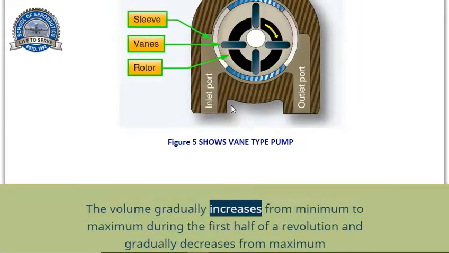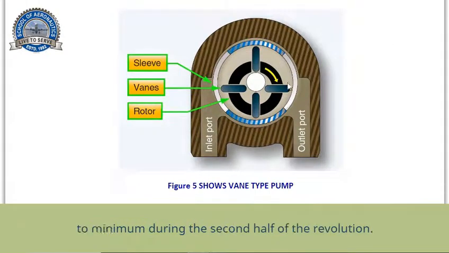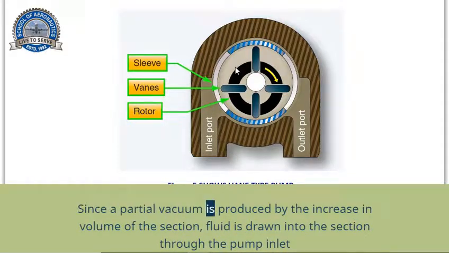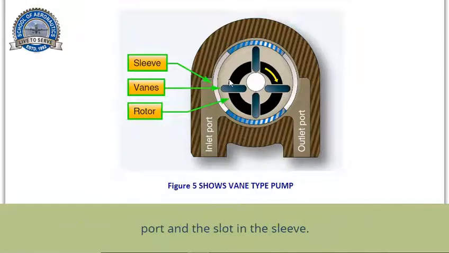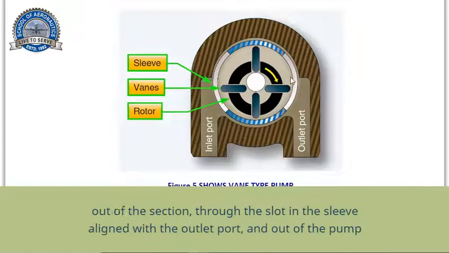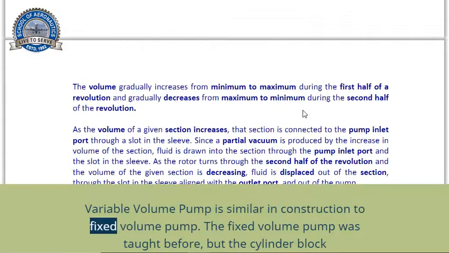The volume gradually increases from minimum to maximum during the first half of the revolution and gradually decreases from maximum to minimum during the second half of the revolution. As the volume of a given section increases, that section is connected to the pump inlet port through a slot in the sleeve. Since a partial vacuum is produced by the increase in volume of the section, fluid is drawn into the section through the pump inlet port and the slot in the sleeve. As the rotor turns through the second half of the revolution and the volume of the given section is decreasing, fluid is displaced out of the section, through the slot in the sleeve aligned with the outlet port, and out of the pump.